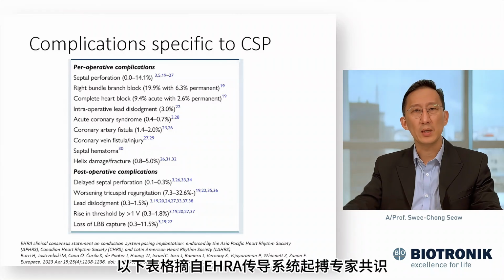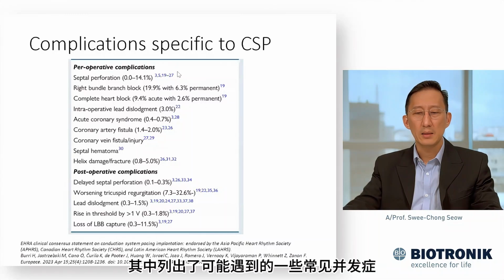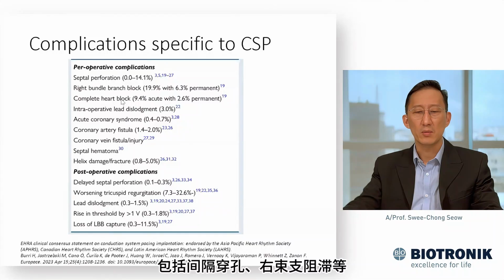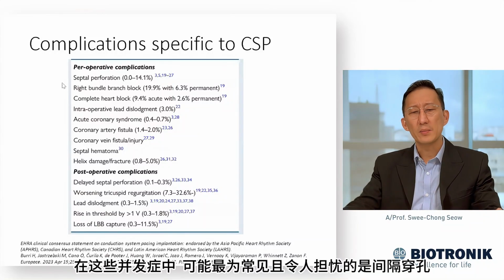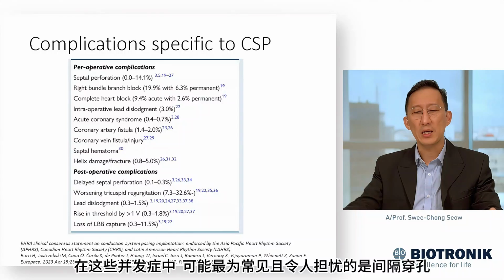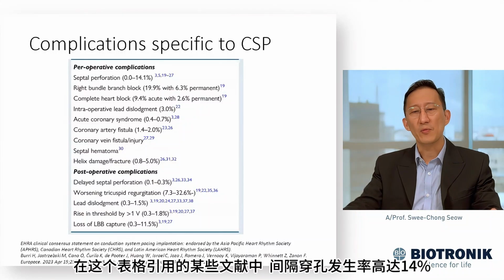This table is taken from the ERA consensus statement on the conduction system pacing. And you can see that some of the common complications that you might encounter are septal perforation, right bundle branch block, and so forth. And there are also some late complications that may occur sometime later after the procedure. I think the one that is probably most worrying and most common would be septal perforation, which has been cited as occurring with a frequency of up to 14% in this particular table.